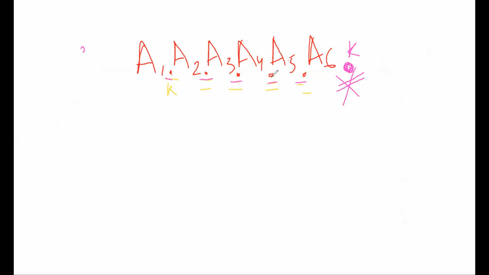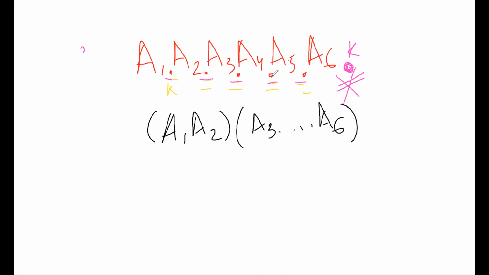So, for example, I will parenthesize here. Okay. Why did I choose K equal to 2? Wasn't K equal to 1 better? To compare the partition of K equal to 1 and K equal to 2, you should know what is the minimum number of multiplications for this sub chain, and what is the minimum number of multiplications for this sub chain?